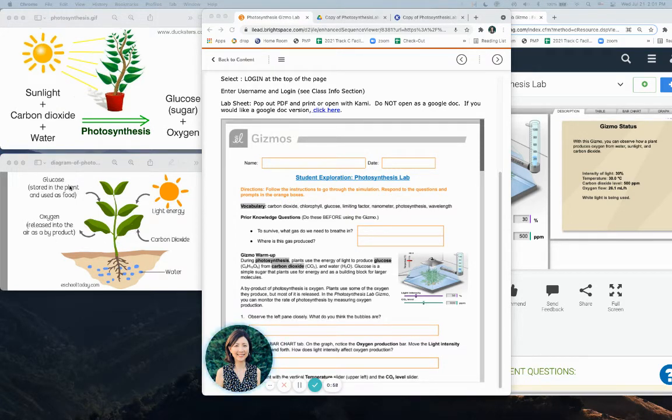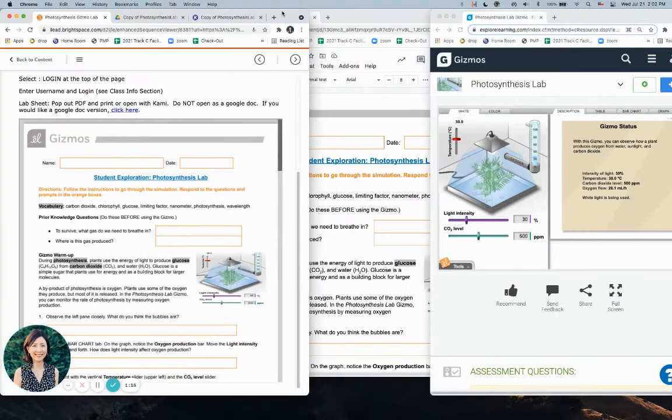We're not going to be measuring glucose in this lab, but we're going to be measuring oxygen. So the more oxygen we see, the more photosynthesis is happening, the more glucose is being made. And that's how we'll be able to measure it. So let's take a look at the lab.